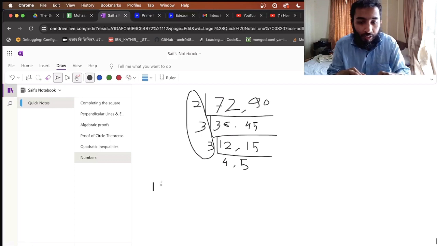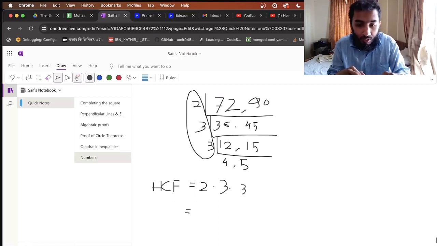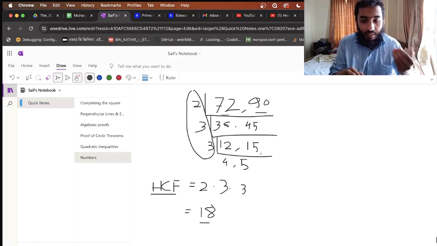If we multiplied all of these, then we'd get the lowest common multiple. But if we multiplied only the factors used in both the numbers, then we get the highest common factor. So the highest common factor of the numbers 72 and 90 is 2 multiplied by 3 multiplied by 3. So 2 3s are 6 and 6 3s are 18. So the highest common factor of the numbers 72 and 90 is 18.